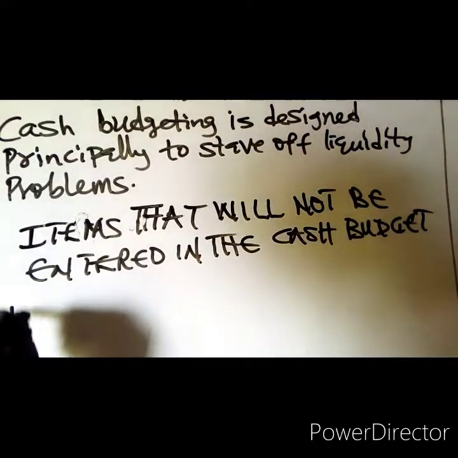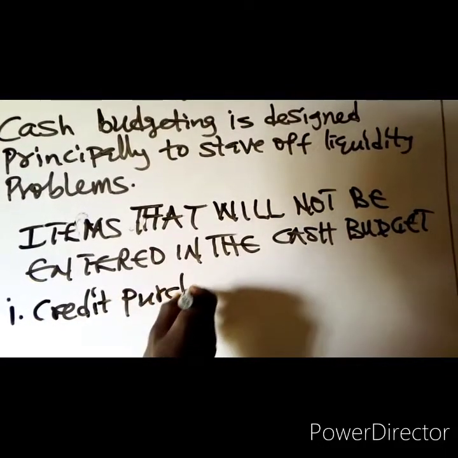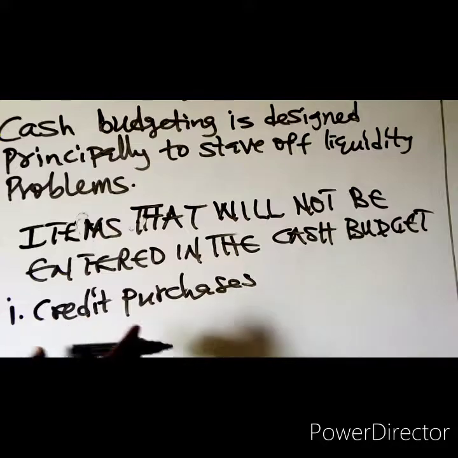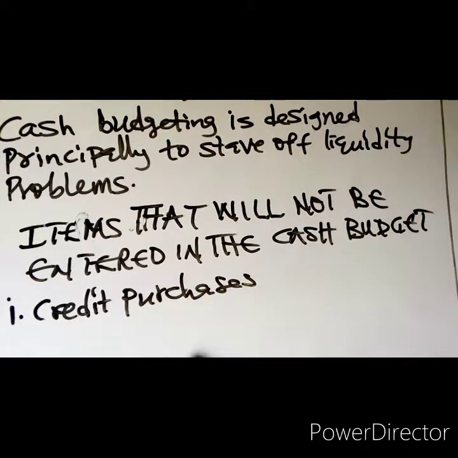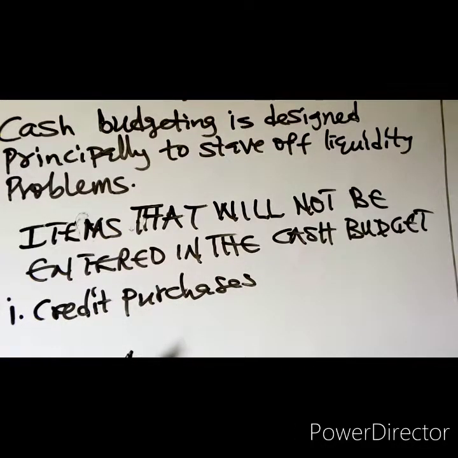Number one, credit purchases. Credit purchases will not be entered in the cash budget. Remember, your cash budget is prepared in line with the cash basis of account, not accrual basis. Meaning that you will record revenue when it is received, and you record expenditure when actual payments are made.